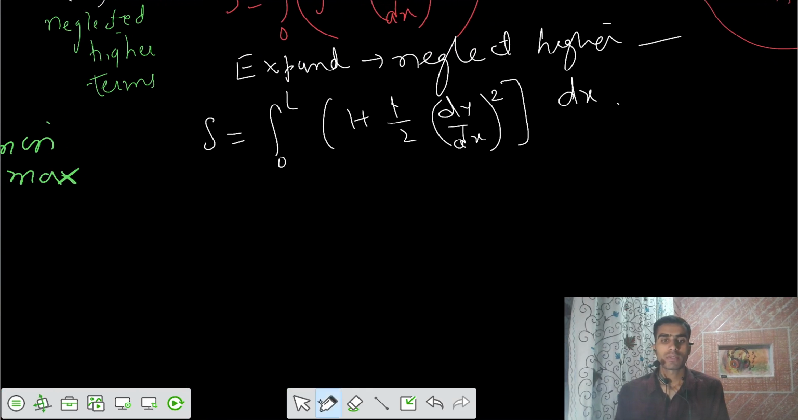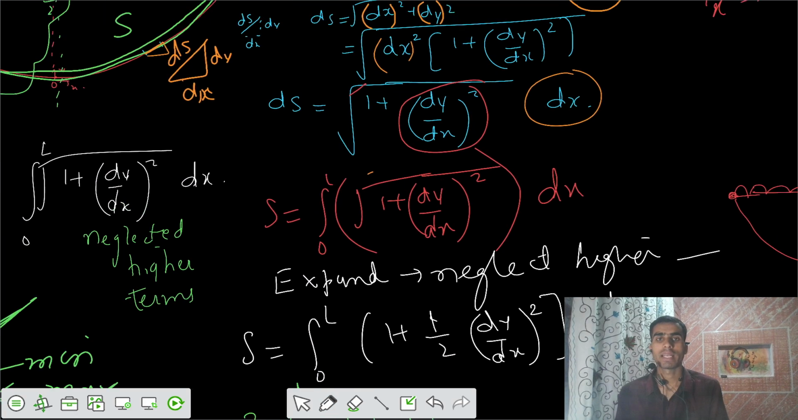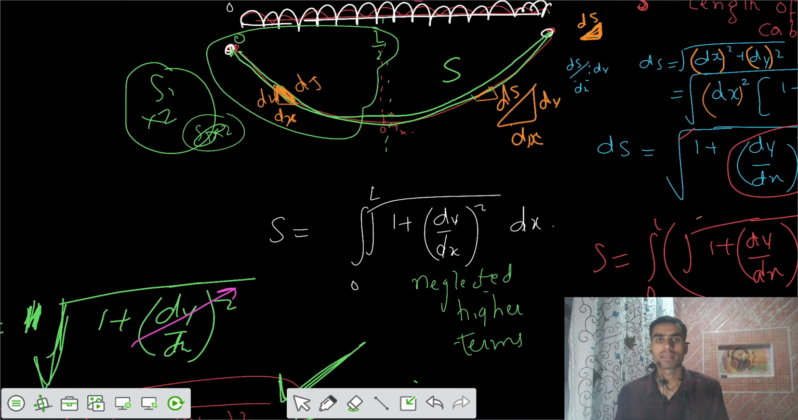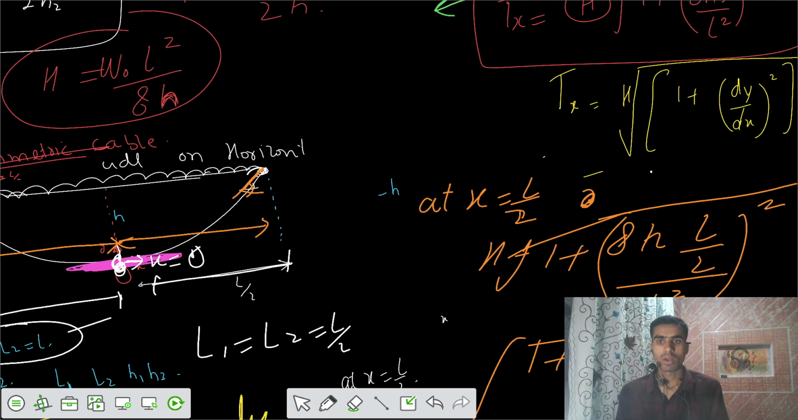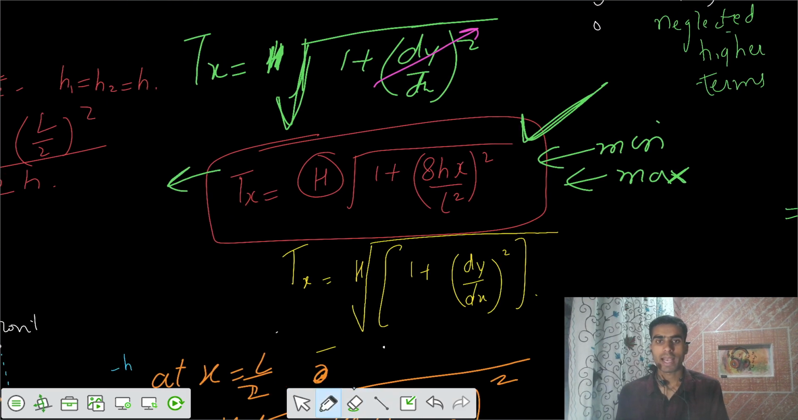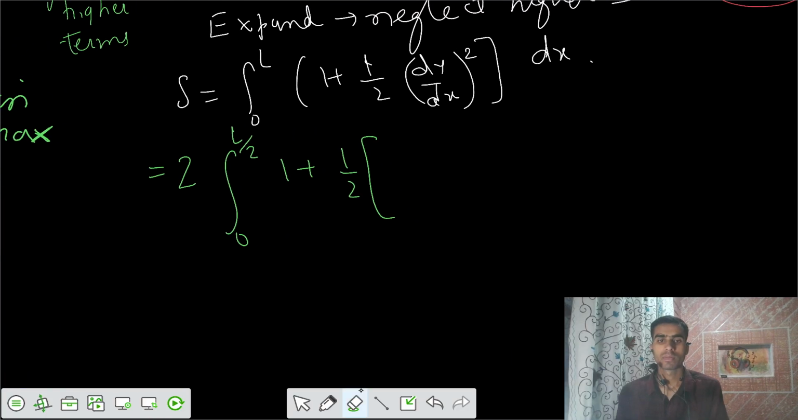So we can change the limits such that we write 2 times 0 to L by 2 only. Now we can write 1 plus 1 by 2. What's the value of dy by dx? I think dy by dx was equal to 8hx by L square. Let's substitute this value, 8hx by L square, whole square.